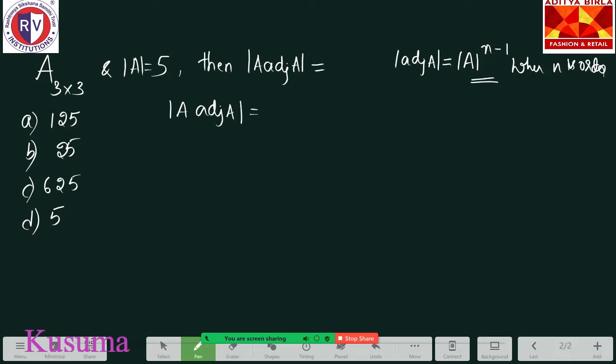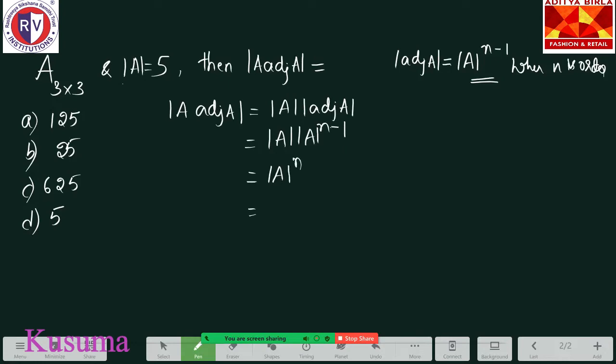Since both are matrices, we can write it as determinant of A into determinant of adjoint of A. And we just now saw that determinant of adjoint of A is nothing but determinant of A to the power n minus 1. So determinant A into determinant of A to the power of n minus 1 will give us determinant of A to the power n.